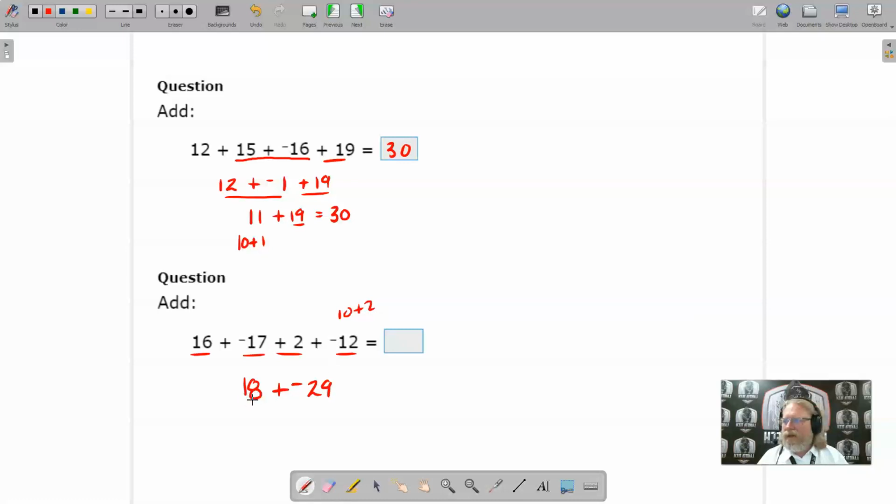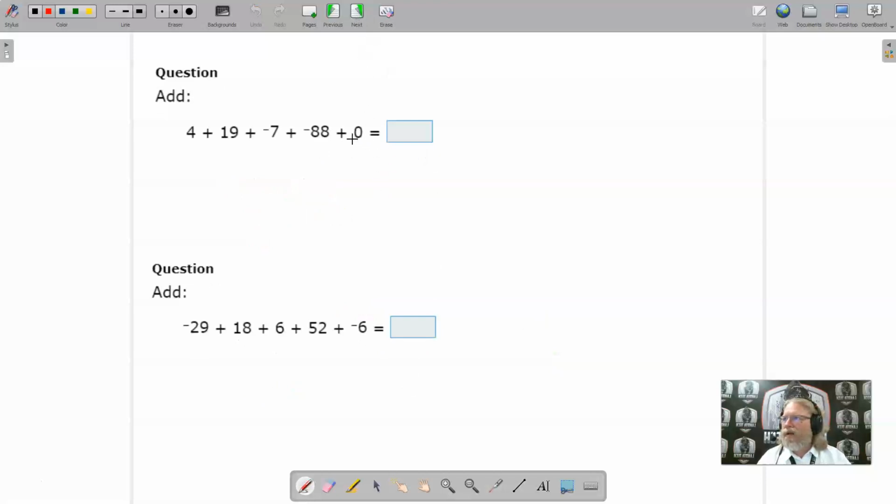So I end up with 18 plus negative 29. Now they are different signs, so I'm going to have to consider the whole absolute value concept. The absolute value of 29 is going to be greater than the absolute value of 18, so the answer is going to be negative, just like the 29 is negative. Now I need to do 29 minus 18. 9 minus 8 is 1. 2 minus 1 is 1. So I end up with negative 11 as my answer.